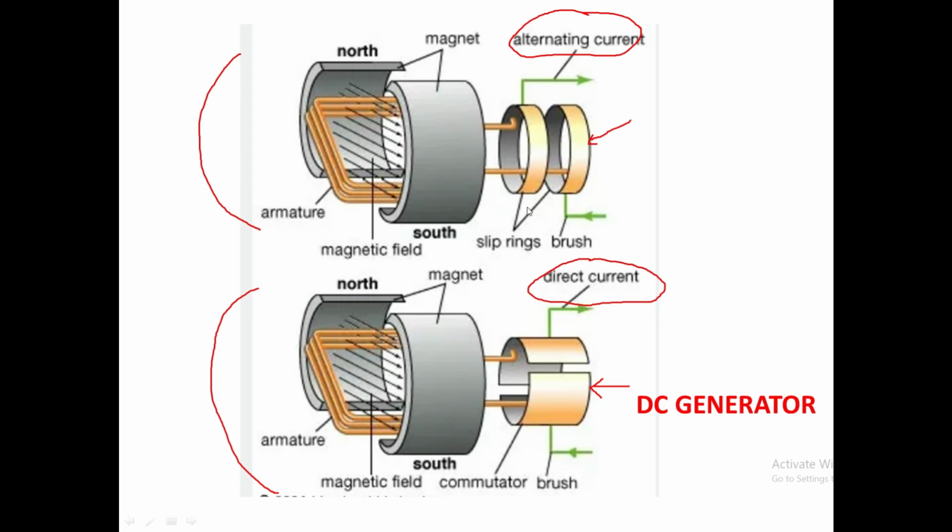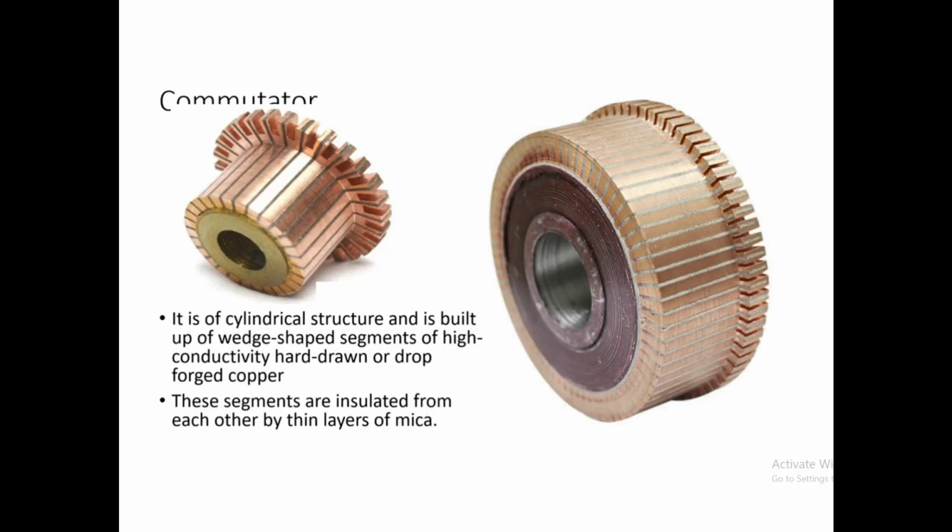But in the case of an AC generator, instead of a split ring, we'll have slip rings where the current is alternating in nature. Okay, then a commutator, if you take the commutator separately, it looks like this. See here, it looks like this.